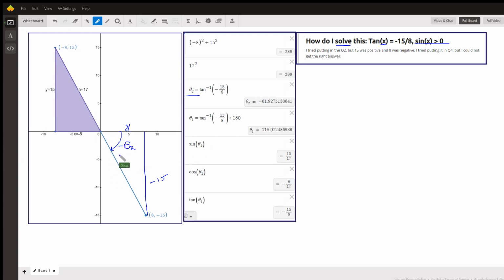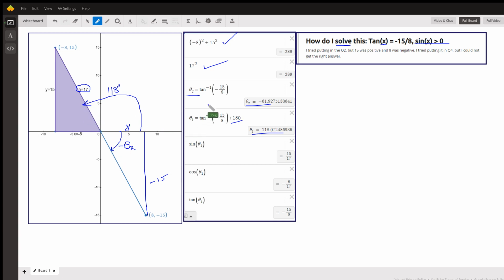And by the way, if we move this angle into the second quadrant, the hypotenuse is 17 by the Pythagorean theorem, which I've shown here. So you could find the trig functions or trig ratios of this angle, which is 118 degrees. And I found this 118 by adding 180 to this minus 61 or minus 70.